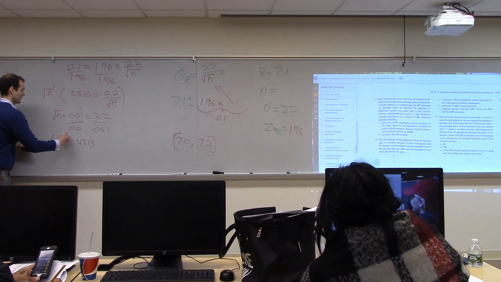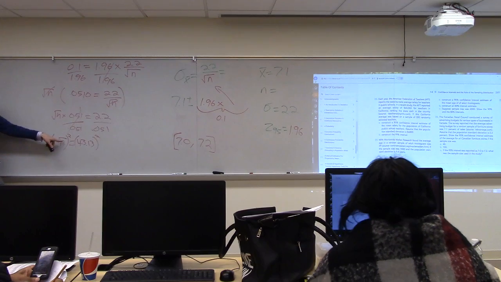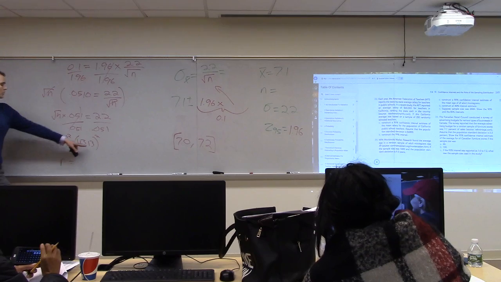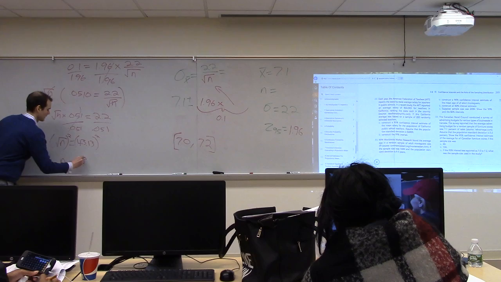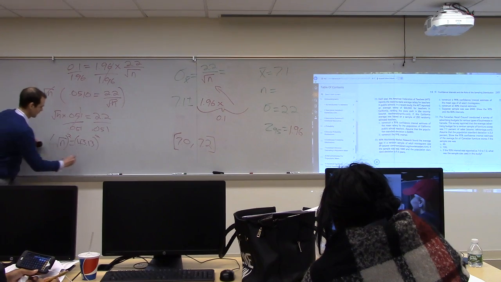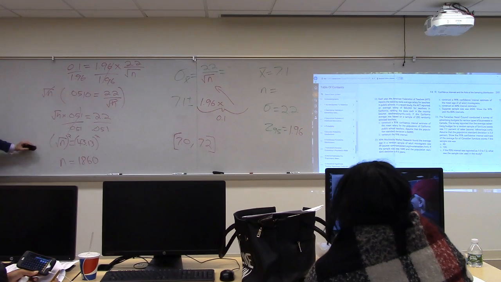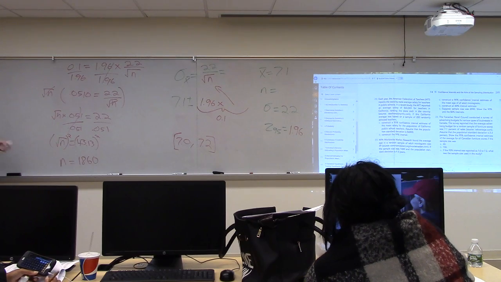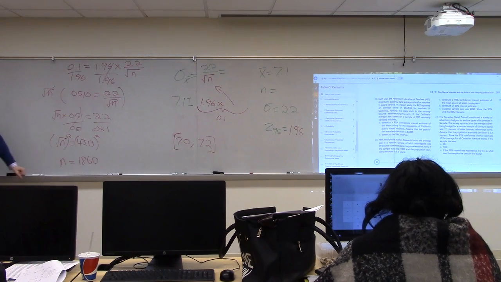So let's square the square root of n, and let's square this. Square root of n squared gives us the actual value for n. 43.13 squared gives us, let me see, exactly, 1,860.822. So that is our sample size. Yes, yes.